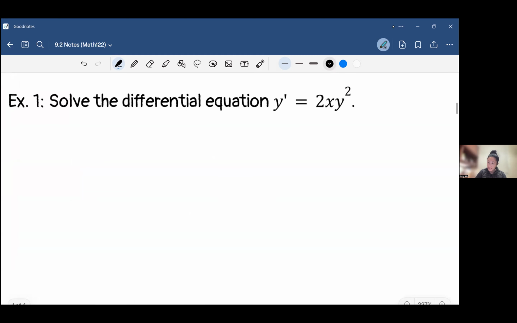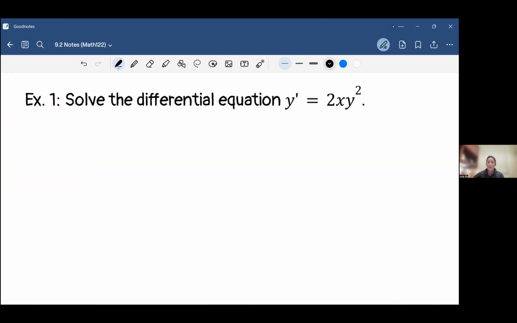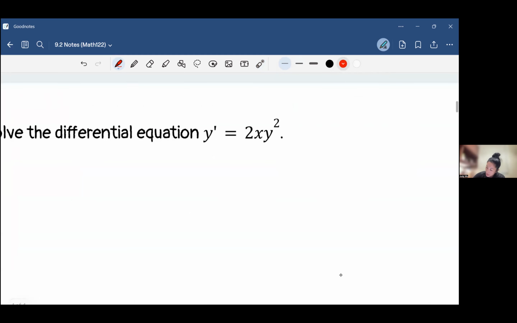So let's take a look at example number 1. It says, solve the differential equation y prime equals 2xy squared. Now, one of the things I notice here is that all of the terms on the right-hand side are multiplied together, like it's 2 times x times y squared. That's a really good clue that we want to use separation of variables, okay? When all the things are multiplied together, that's really what allows us to do our separation of variables, okay?